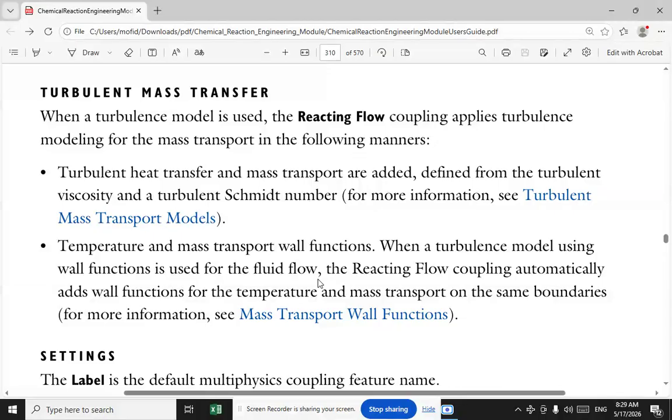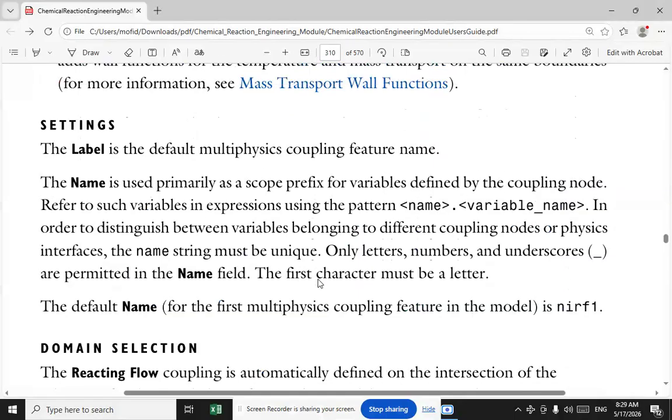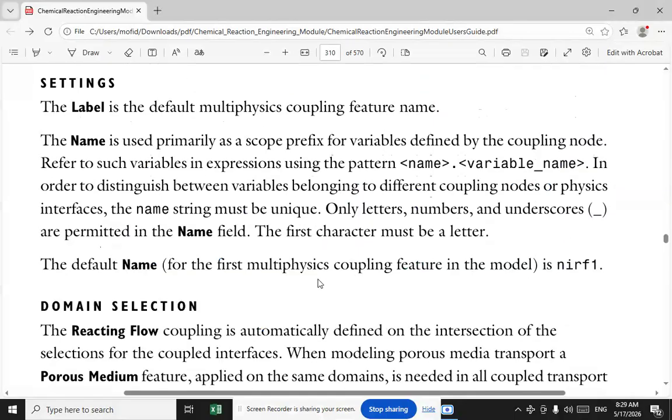When a turbulence model using wall functions is used for the fluid, the reacting fluid coupling automatically adds wall functions for the temperature and mass transfer on the same boundaries. For more information, see mass transport wall function. Settings section. The label is default.